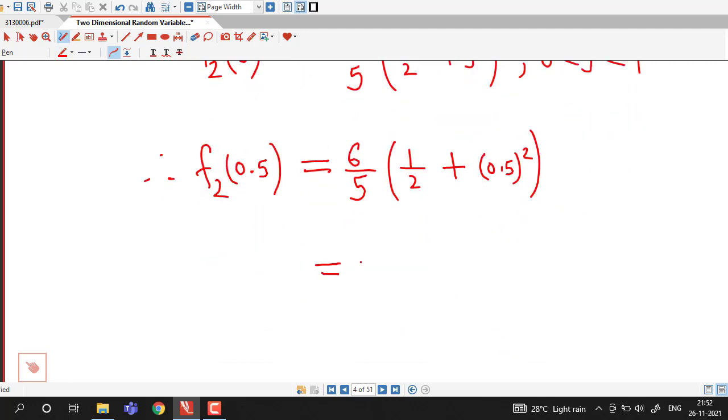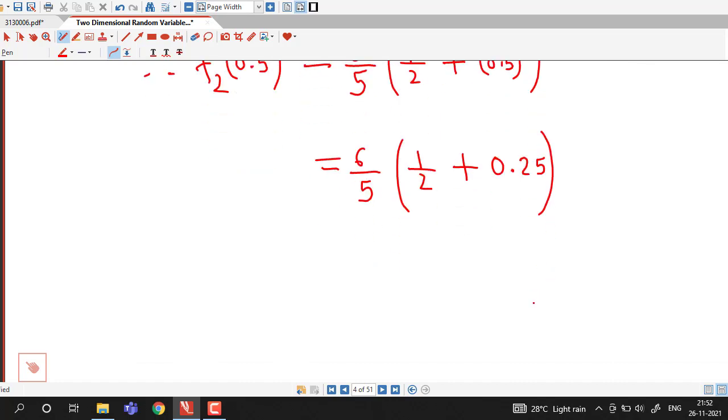So we can simplify this. This is 6 by 5 plus 1 by 2 plus 0.5 into 0.5, that is 0.25. And we can further simplify this. We can take 2 LCM. So we have 1 plus 0.25 into 2, that is 0.25 into 2, that is going to be 0.5 divided by 2.